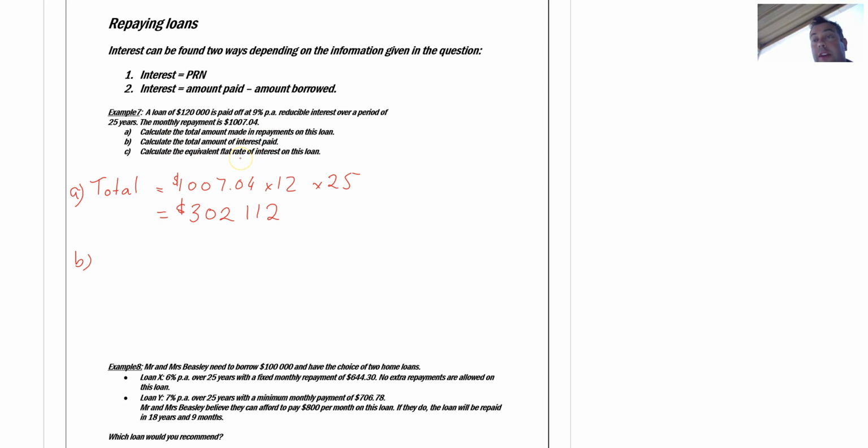Okay, total repaid. For part B, the interest. It's not 9%, or 9% of 120,000 or something like that. It's the difference between what was borrowed and what was repaid. So we repaid this, we borrowed 120, so the interest equals 302,112 minus 120,000, which equals $182,112. So that's the interest paid. That's how much extra, that was the cost of borrowing that money over that period of time.